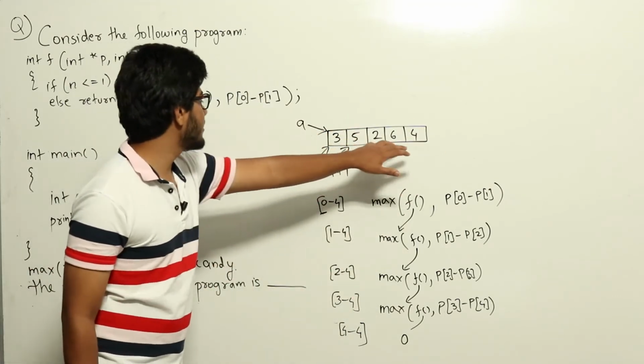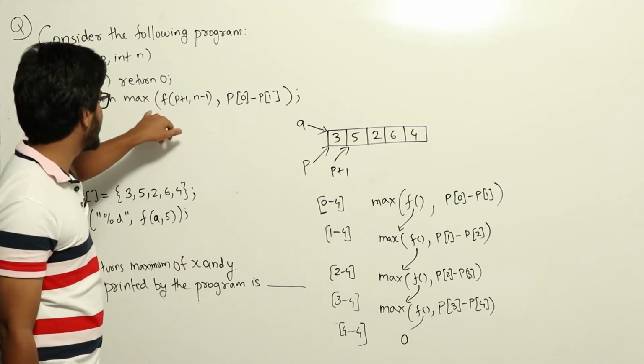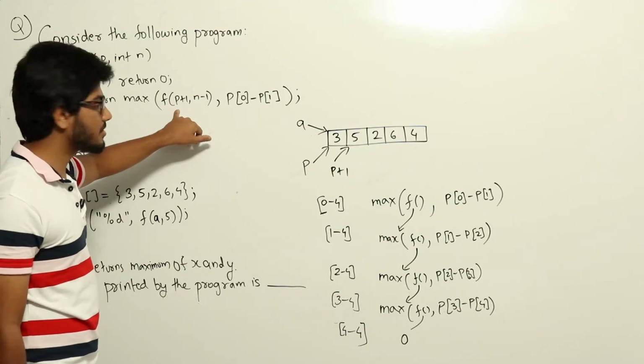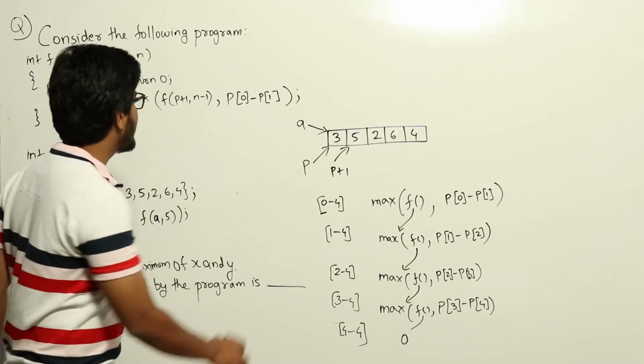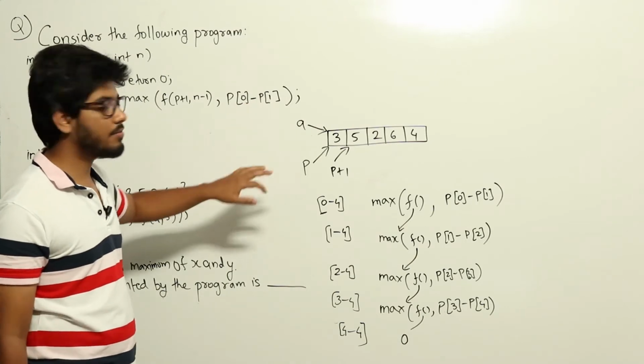Now when we are passing this array, again it comes here and then it will compute the maximum of, again, that function being called recursively, comma, p[0] minus p[1]. Now what is p[0] minus p[1]?